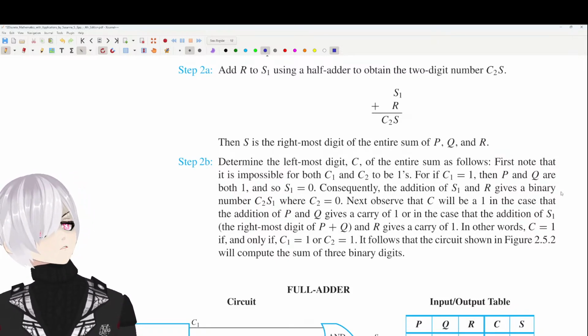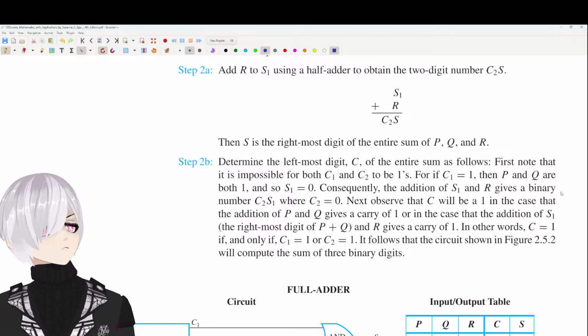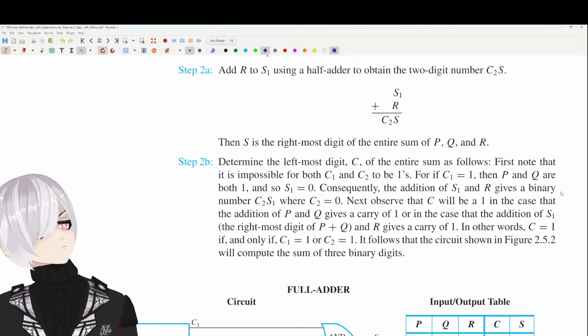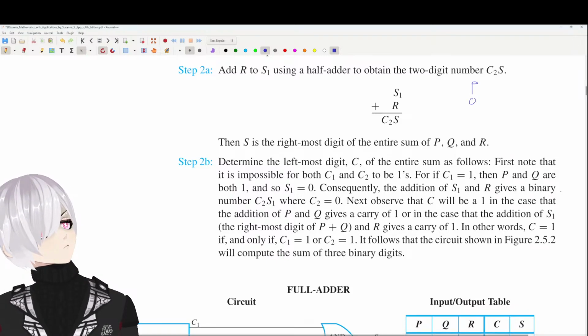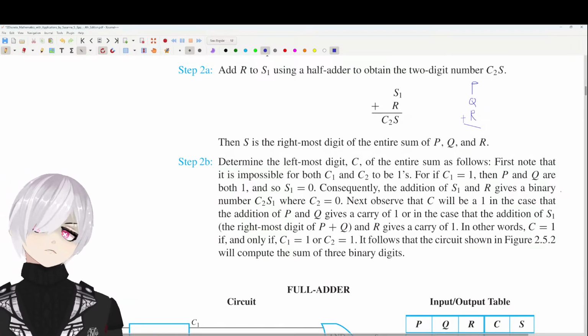So C1 and C2 can't both be ones, because if C1 equals 1, and C1 was the leftmost digit of P plus Q, then P and Q are both ones. That's because P plus Q equals C1 S1. We saw earlier that we only get a leftmost digit of 1 if both of the binary digits are ones. That's why we use an AND gate for the carry.